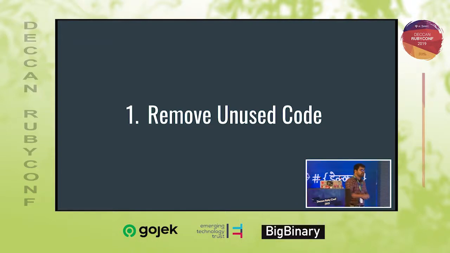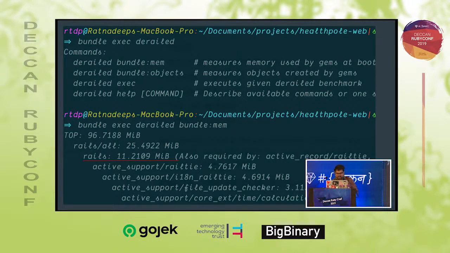So the first way to reduce the memory usage is to remove unused code. How genius that is, right? But let's have a look at why.